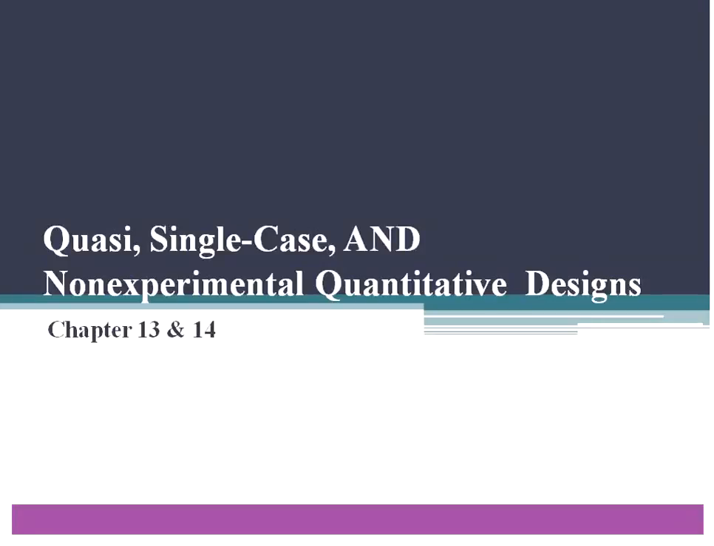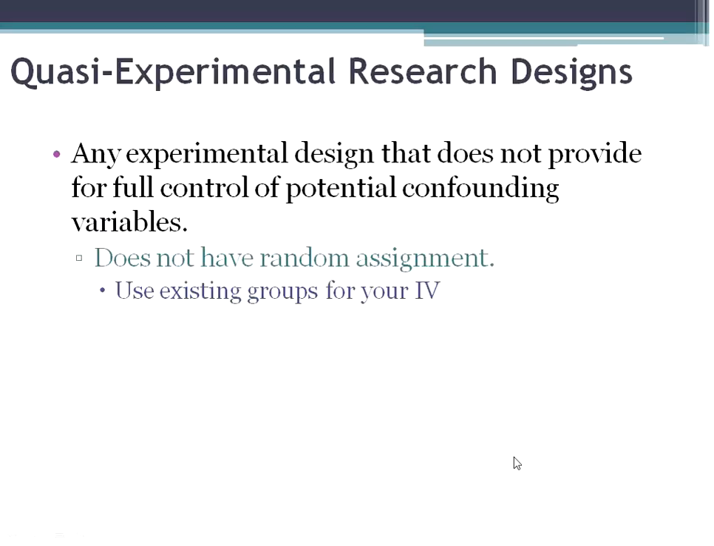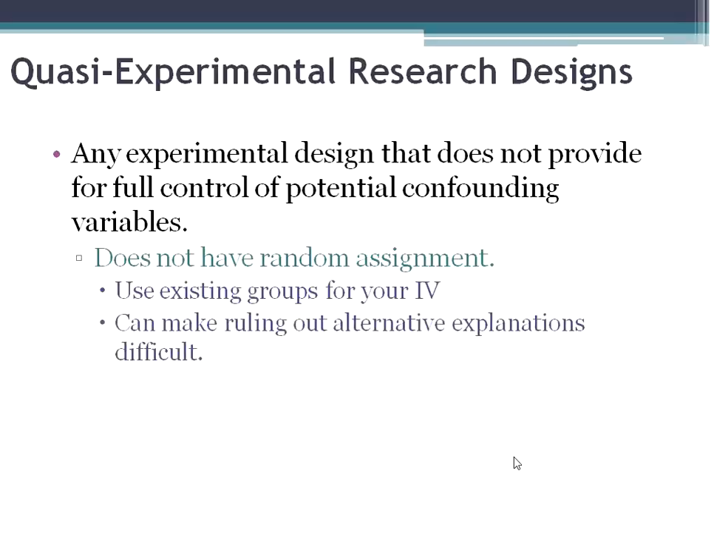Welcome to our final unit, Quasi-Single Case and Non-Experimental Designs, chapters 13 and 14. So quasi-experimental designs are designs where we don't have full control over all the potential confounding variables. One of the keys here is that we don't have random assignment. So we could potentially be using existing groups for our independent variable, and this makes ruling out alternative explanations sometimes difficult.